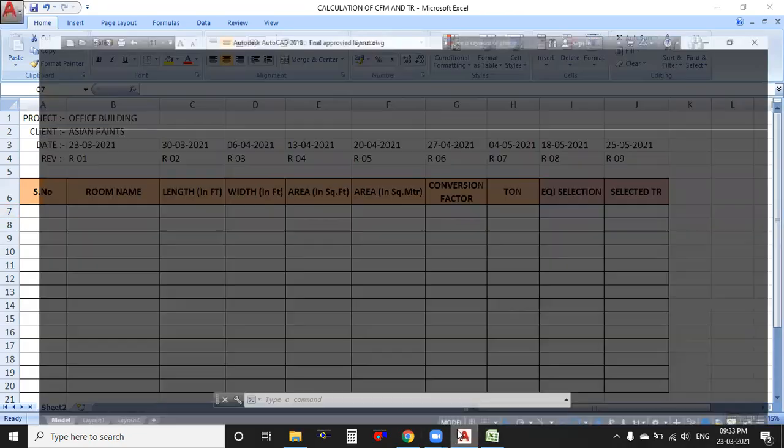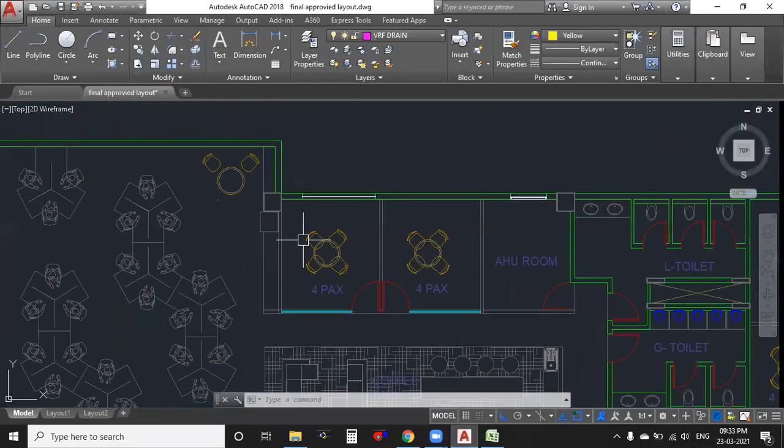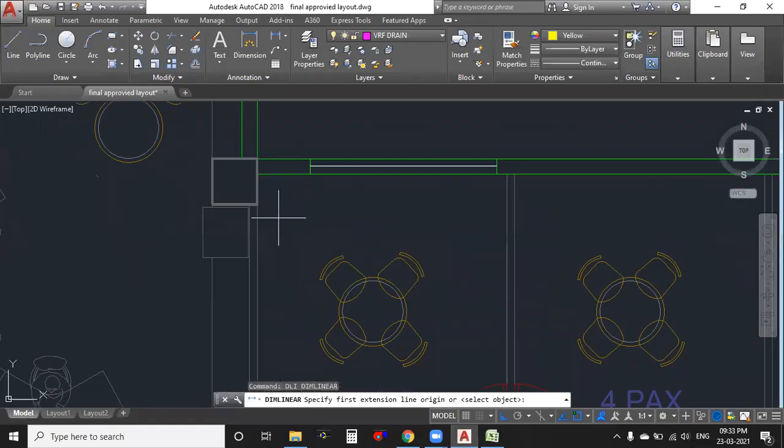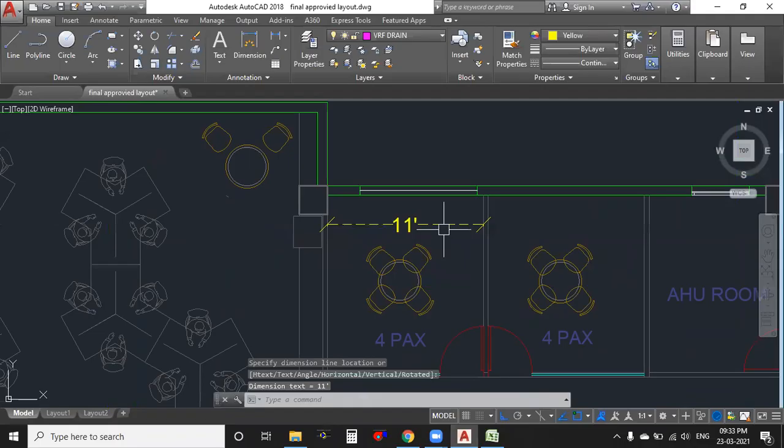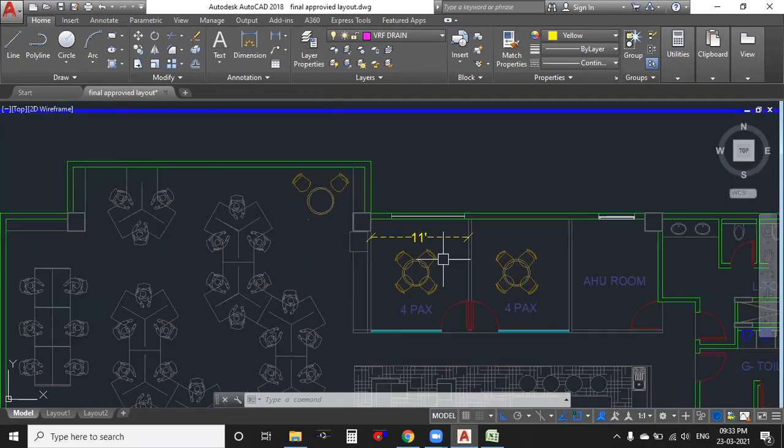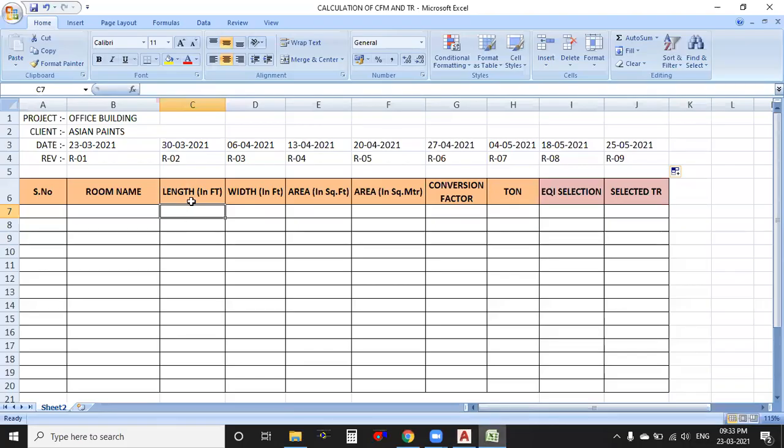Why am I taking feet here? If I measure anywhere, DLI enter dimension, if I am measuring from here to here, this layout is a feet drawing. This layout is a feet drawing. So that is the reason I am taking feet here. If it is millimeters or meters, you have to mention here length in millimeter, length in meters, length in centimeter, right?